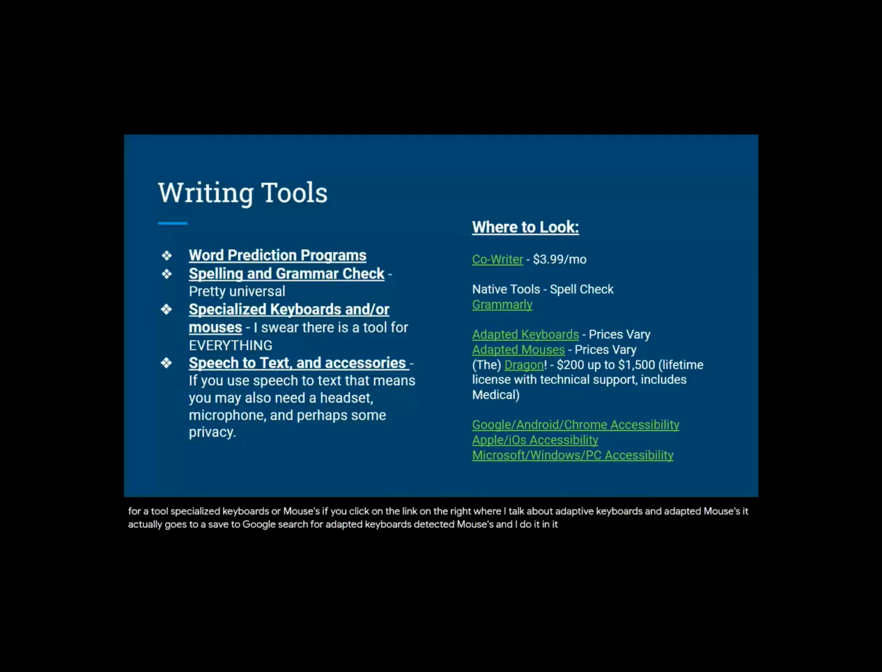And I do it in image mode because then I can kind of get a look and say, okay, I'm looking for something with large keys. I'm looking for something that can fit on a small desk. And by getting that visual, it gives me a great start of what's going to help with that underlying task demand. So as I said before, CoWriter runs about $3.99 a month. Native tools with spell check. Grammarly goes a little bit deeper.